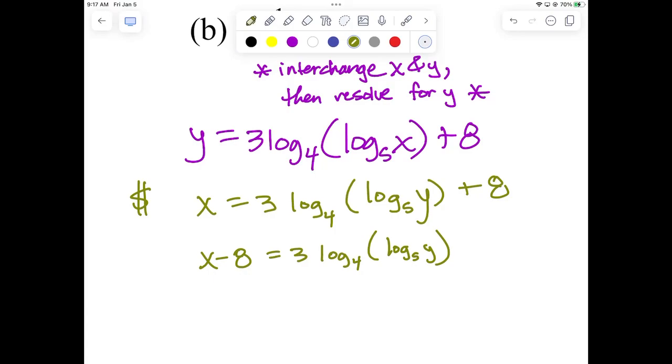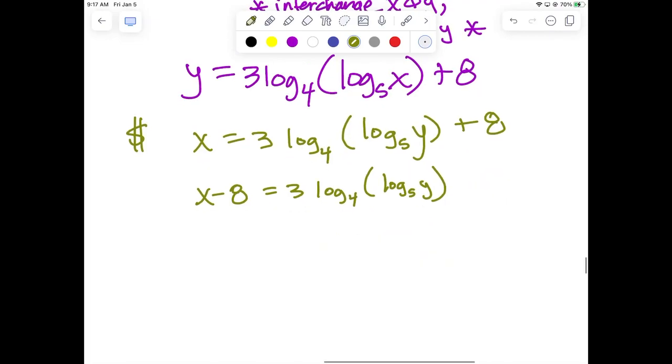Now that I have the variable term isolated, I need to start peeling back the factors or the operations that are in front of the y. What's the thing that's out in front that I need to get rid of? The 3. So I divide both sides by 3. Very good. So I'll get x minus 8, all of it divided by 3, and that's going to equal log base 4 of log base 5 of y. So far, so good. Peeling back the layers.